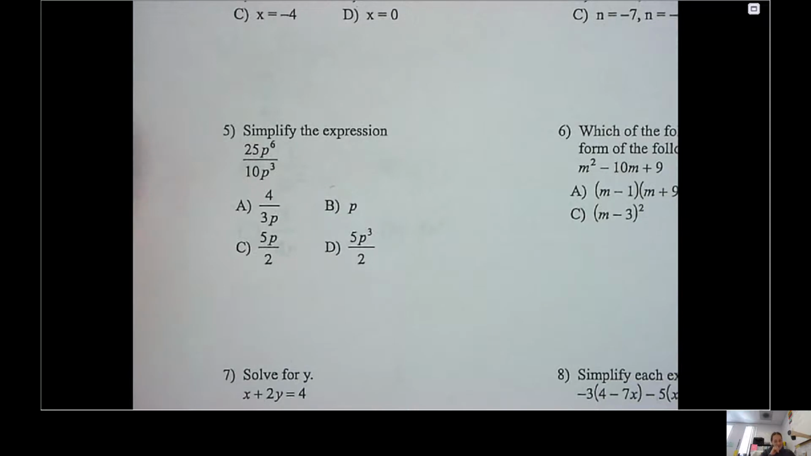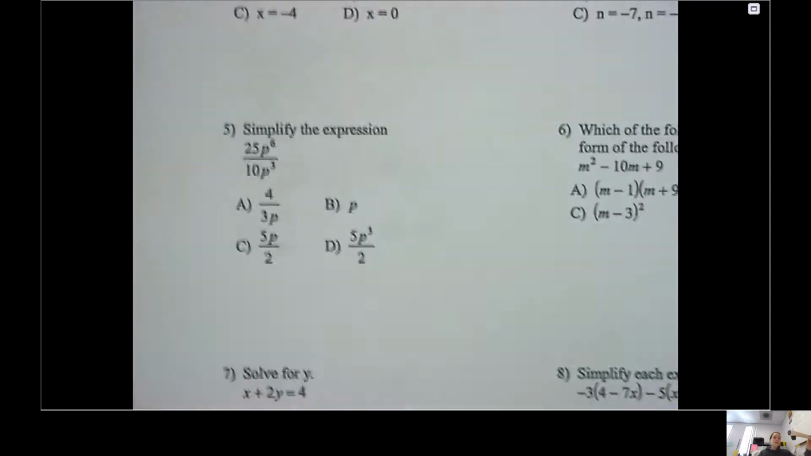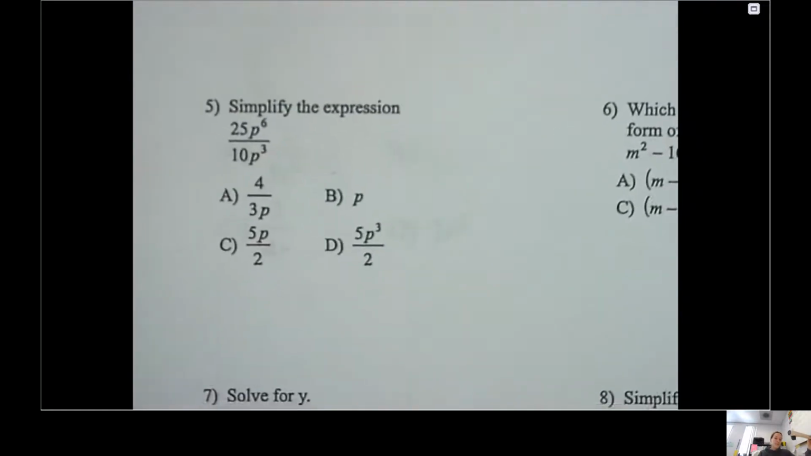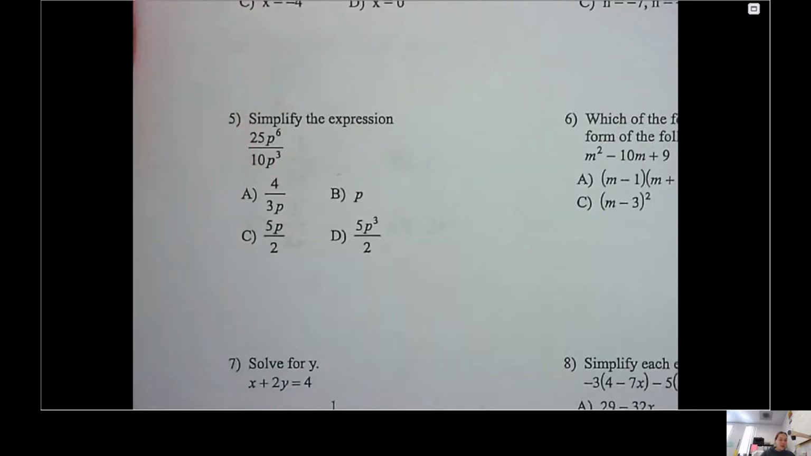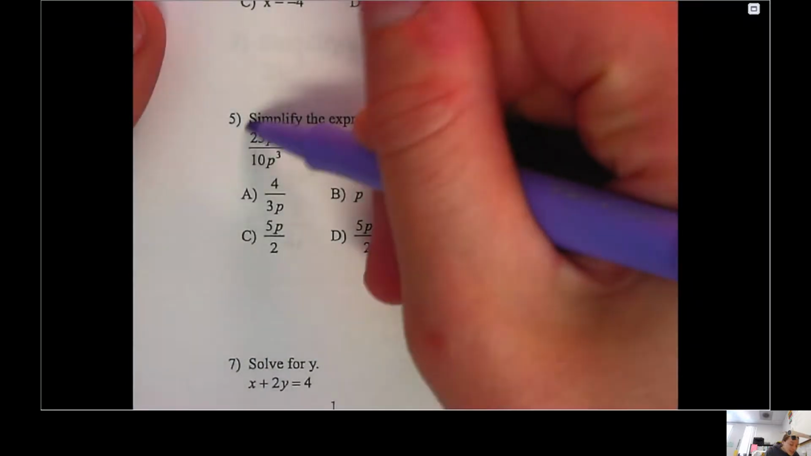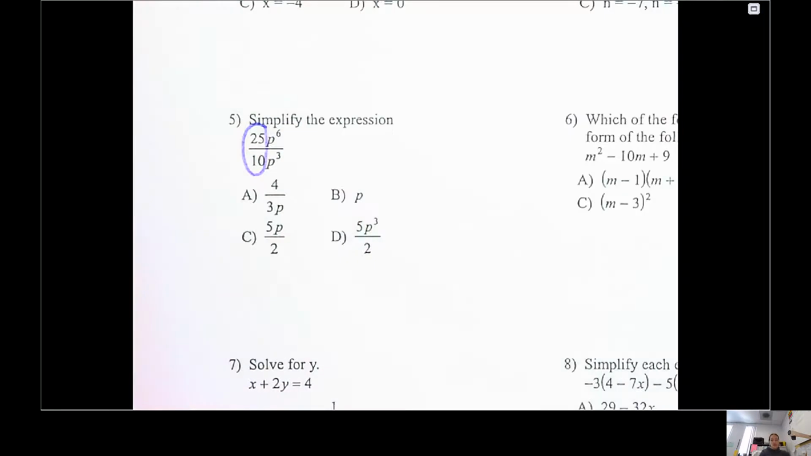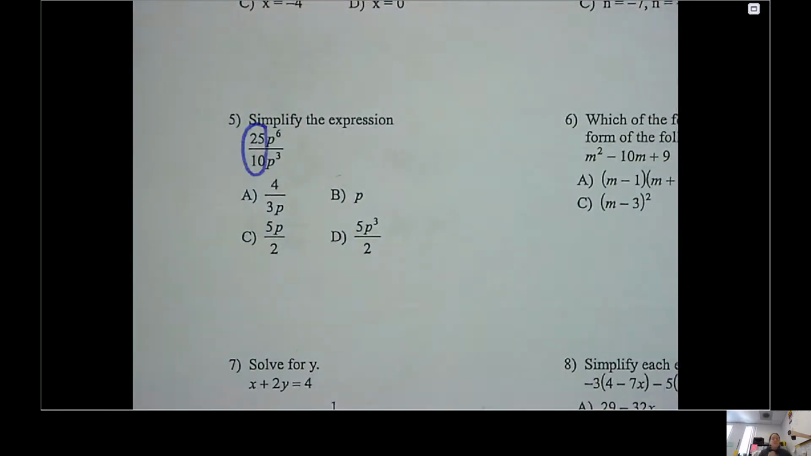We never did number 5, I just realized. Okay, number 5 says simplify the expression. And the reason I remembered is because it looks the same as the next one. In this problem, we've got 25p to the 6th power divided by 10p to the 3rd power. So what I can do is take the numbers that are the constants and do that division first by itself. If I do 25 divided by 10, it doesn't come out to be a whole number, but what I can do is reduce the fraction.